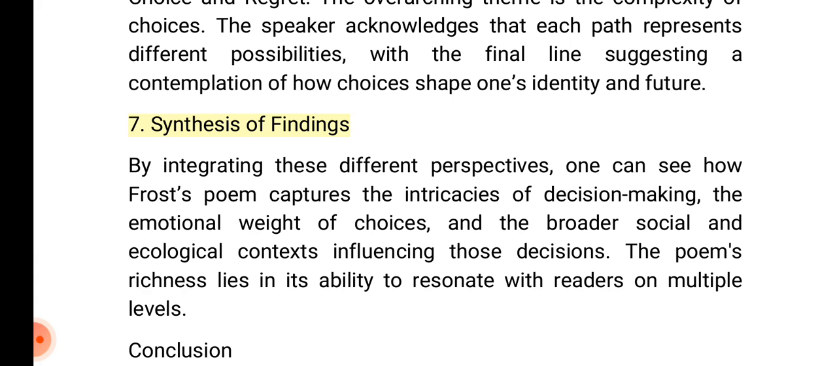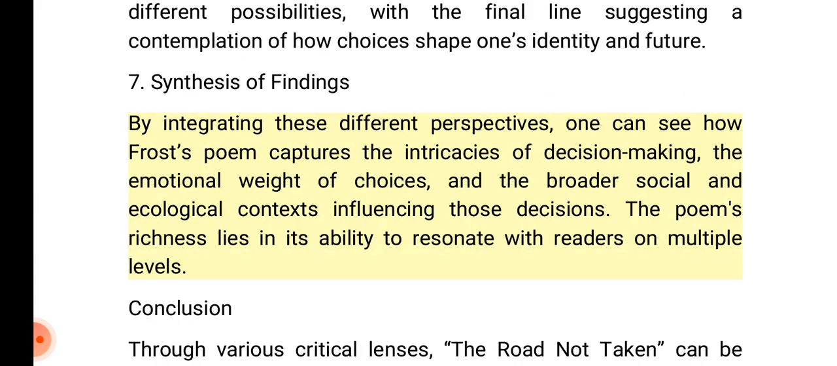7. Synthesis of findings. By integrating these different perspectives, one can see how Frost's poem captures the intricacies of decision-making, the emotional weight of choices, and the broader social and ecological contexts influencing those decisions. The poem's richness lies in its ability to resonate with readers on multiple levels.